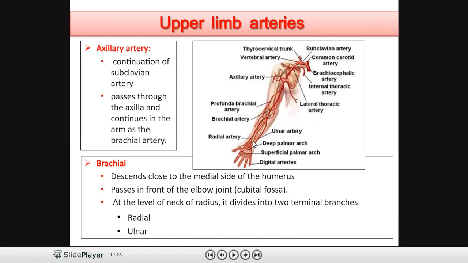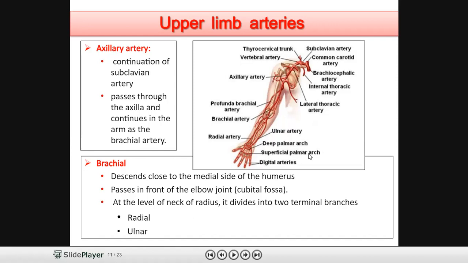Now, so the terminal branches of the brachial artery are the radial artery and the ulnar artery. At the level of the neck, it divides into two terminal branches, the radial artery and the ulnar artery. Then the radial and ulnar arteries come together to form a palmar arch. So we'll have the deep palmar arch and the superficial palmar arch.